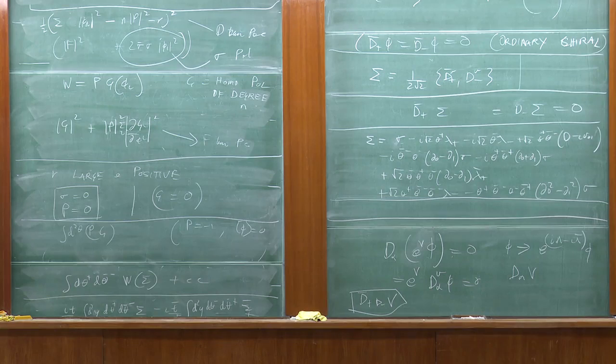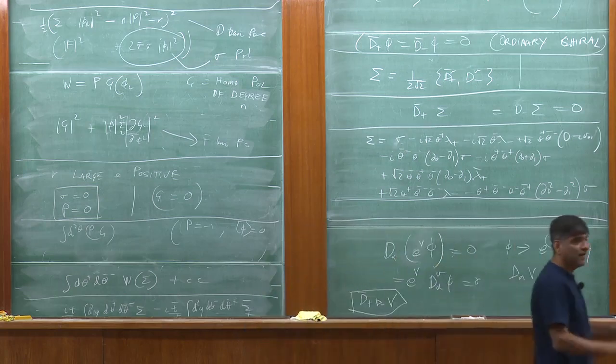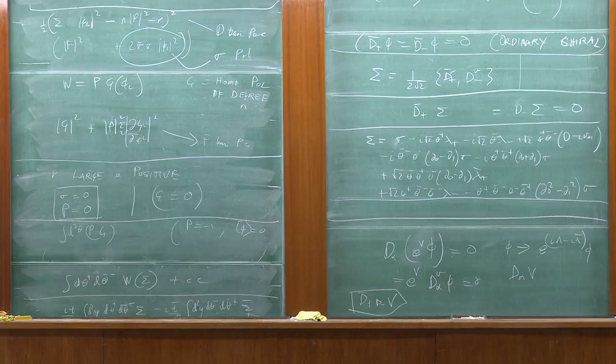Now, why were we so interested in non-anomalous R symmetries? Non-anomalous left and right moving R symmetries separately. Why did we want them?